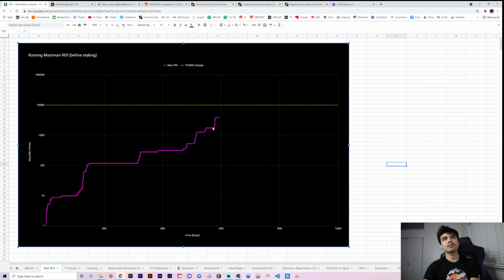25 days. What is this, like another 25 days? And currently, we're only like 8 days away? Like 10 days away? Hold on. This is really granular. 593 minus like 581. It's like 12 days ago was our all-time high. Anyways, I thought this was a pretty cool chart. And this is your maximum ROI.